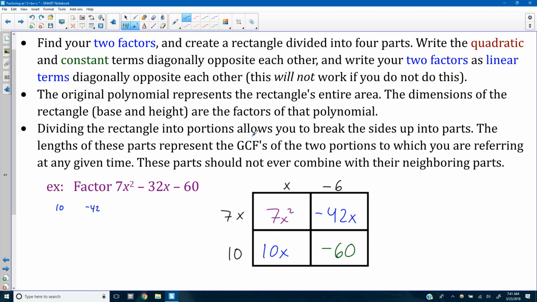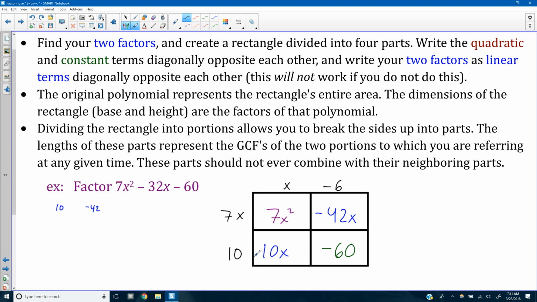Anyway, dividing the rectangle into these portions allows you to break the sides up into parts, as I did. The lengths of these parts represent the greatest common factors of the two portions to which you're referring. These parts should never combine. And guess what I have here? If I multiply this times this, I get this inside. This represents this. And these two parts represent the lengths of the sides.